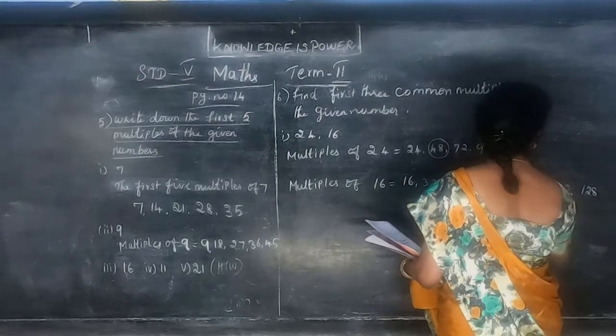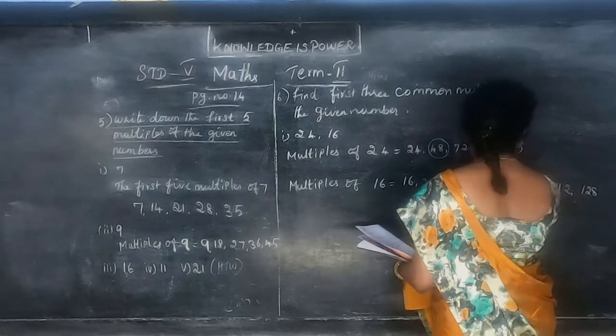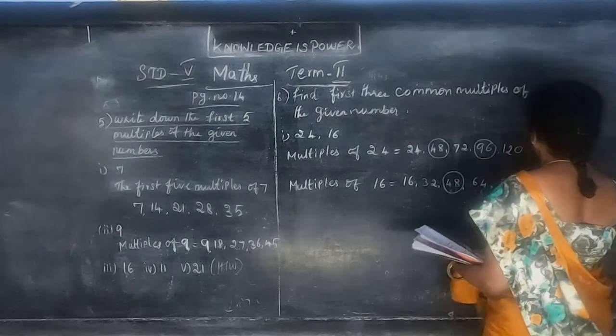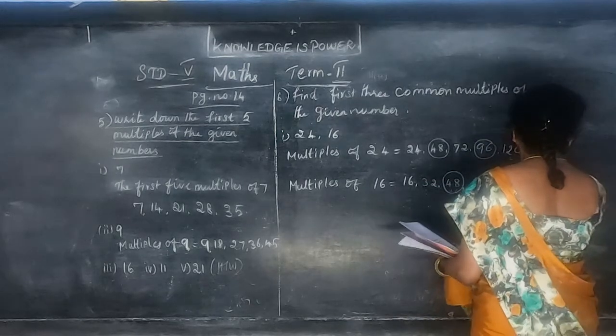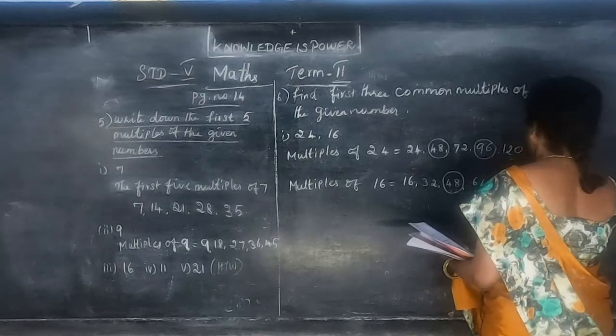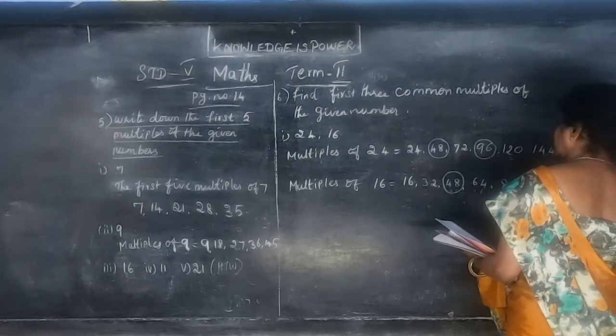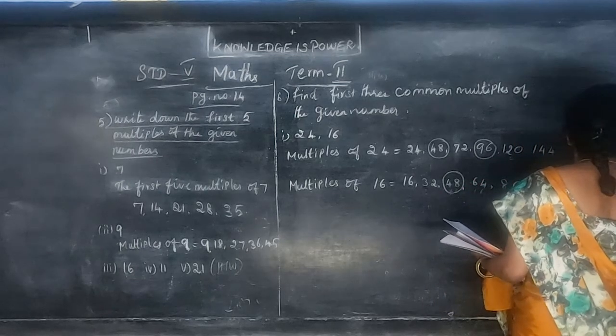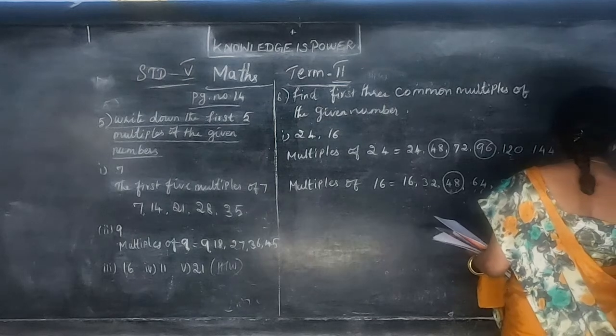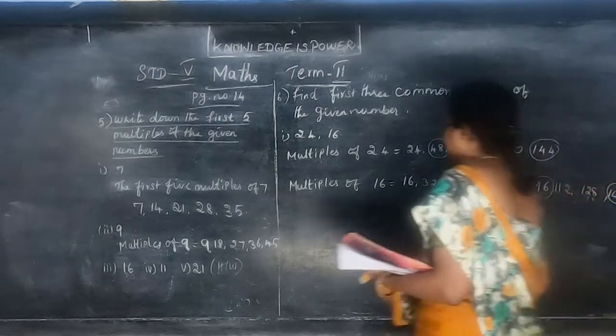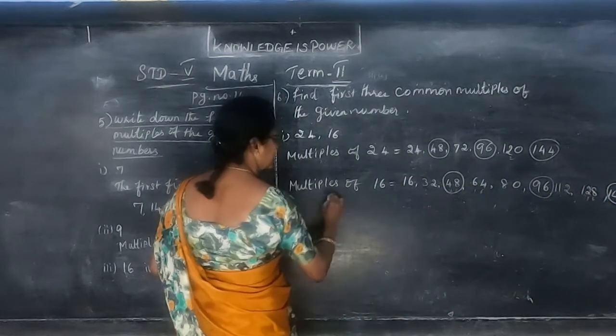Then 96. Okay. Then 24 into 24 is 144. 16. 144. So these are the three multiples.